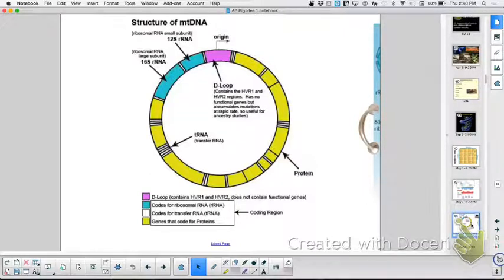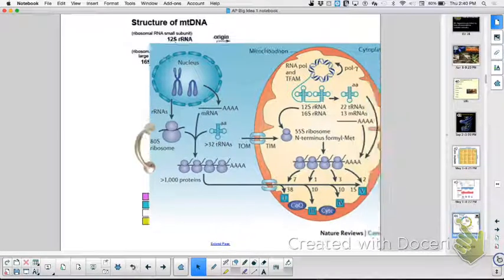What other evidence do we have besides that they have their own DNA? They use ATP. What else? They are self-replicating. They have their own ribosomes for making their own proteins. They're not a single membrane, which would be indicative of being engulfed. Those are all pieces of evidence for the endosymbiotic hypothesis.